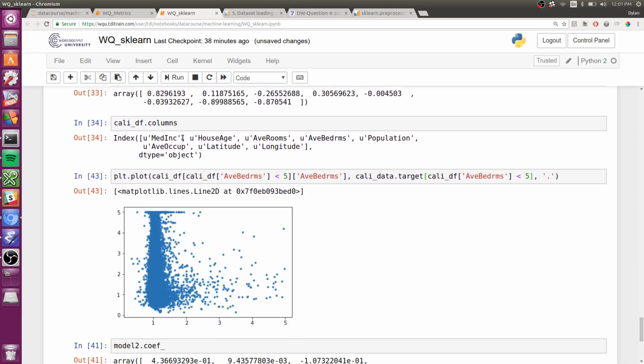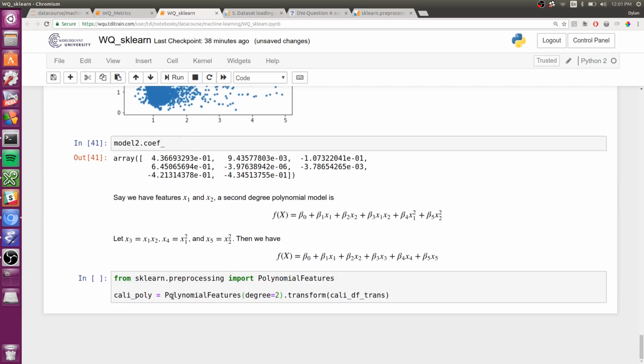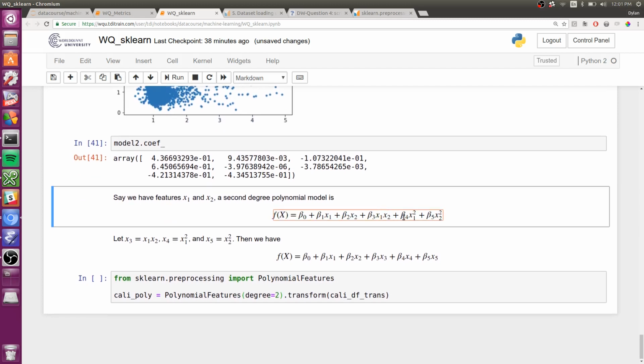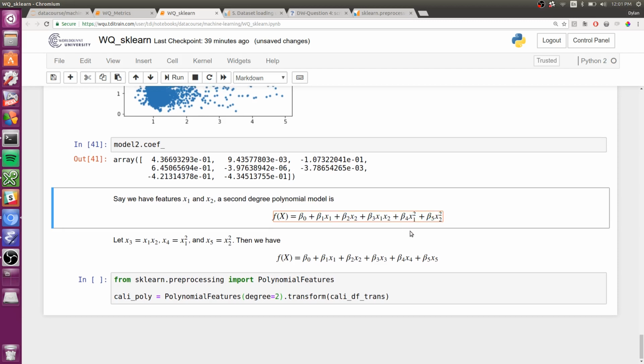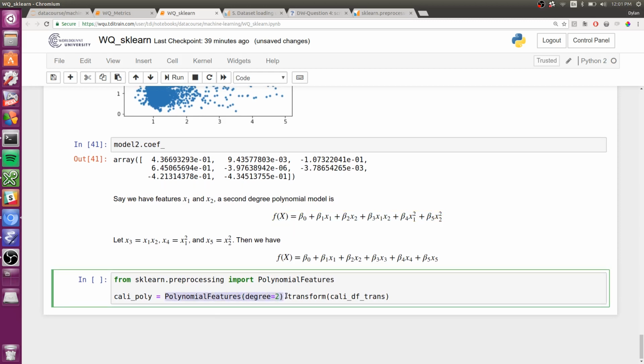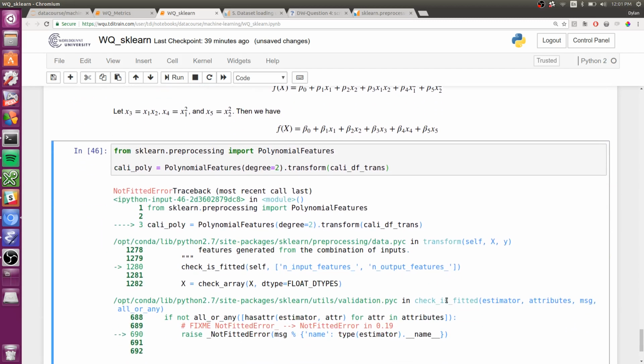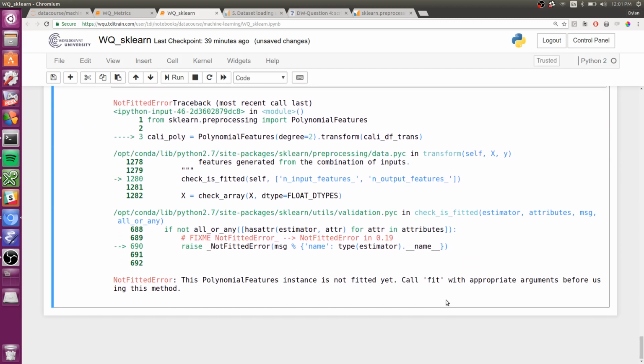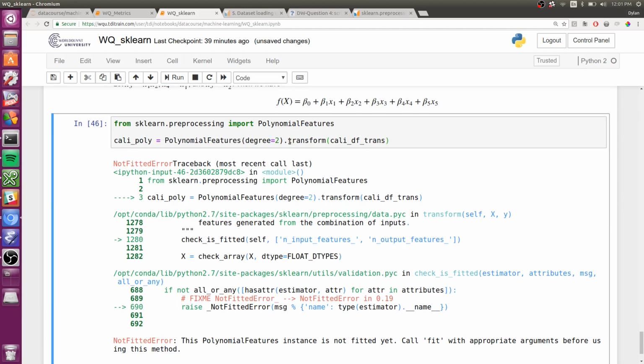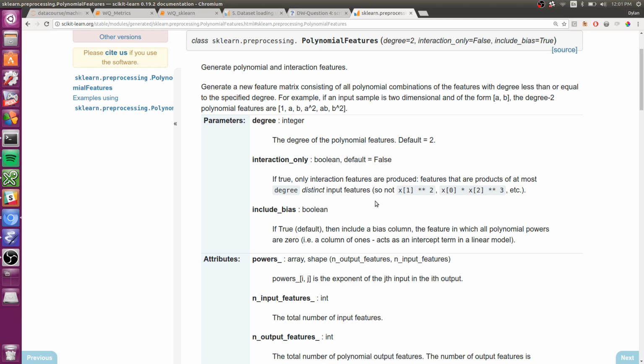However, polynomial features doesn't need to know those things. It's just computing these products: x1 times itself, x2 times itself, x1 times x2. There's no information about the data itself that this transformer needs in order to perform the transformation. It still gives me a not fitted error, however. To my surprise.